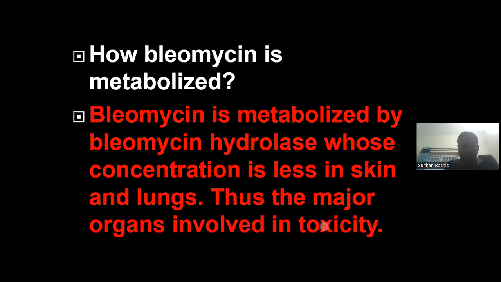So how is bleomycin metabolized? It is metabolized by the enzyme called bleomycin hydrolase. This enzyme's concentration is very low in skin and lungs. So in these areas, it cannot be metabolized much. That's why it gets accumulated and causes side effects. In skin, we can get cutaneous reactions, and in lungs, we get pneumonitis and pulmonary fibrosis. So the major organs involved in the toxicity are skin and the lungs.